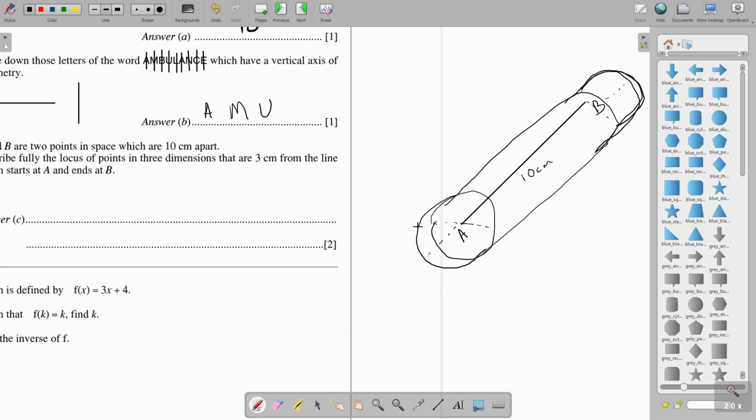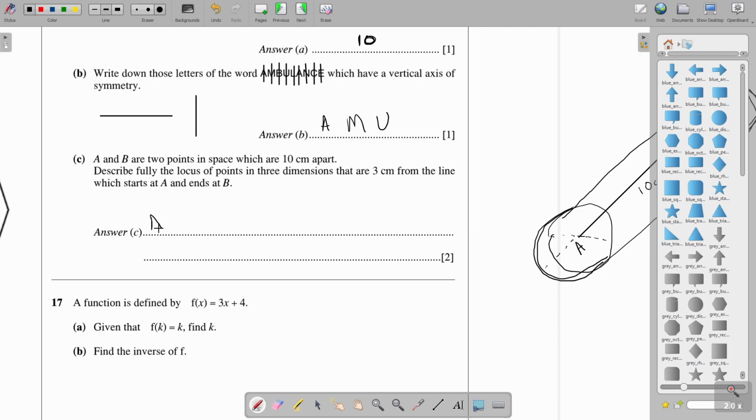A pill shape would be formed with 2 hemispheres on the end and a cylinder in the middle, all 3 centimeters apart. The hemisphere would have a radius of 3, and so would the cylinder. So a cylinder with spherical ends that are 3 centimeters in radius.